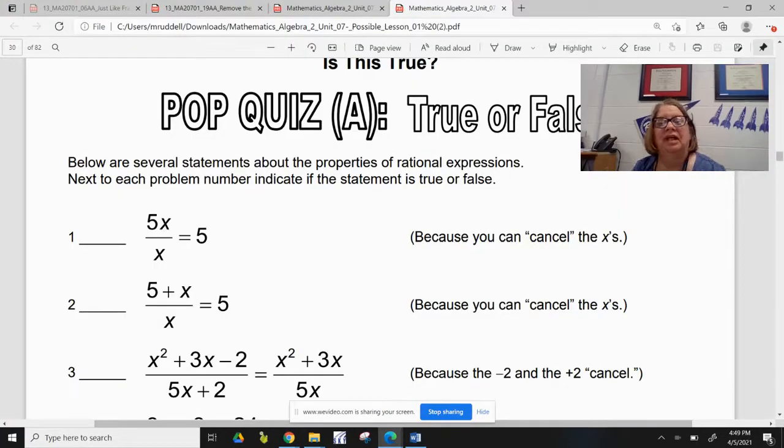Hello, Algebra 2 students. Today we're continuing with the rational expressions, but you'll be happy to know that what we're doing today is quite a bit easier and less complicated than the adding and subtracting. So we're going to start by looking at this.